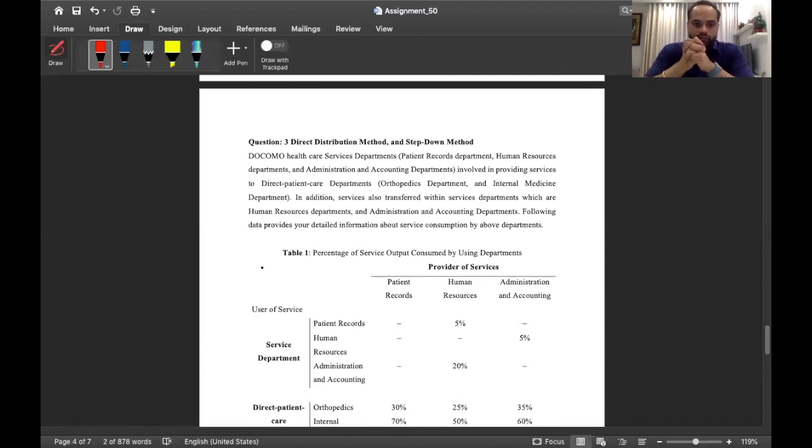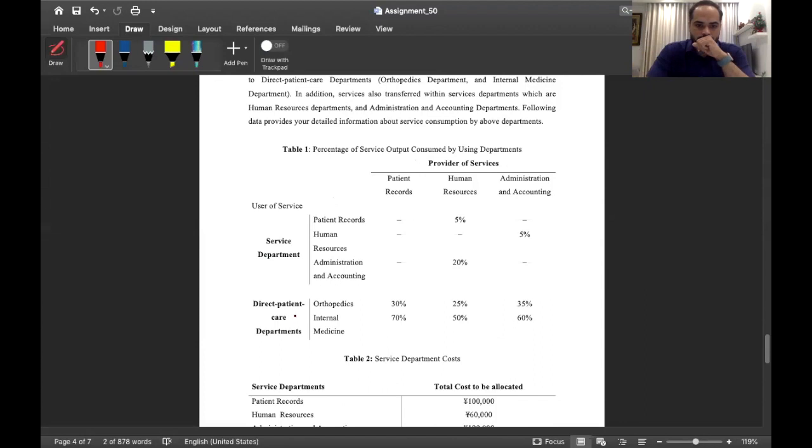In this question, you have some service departments, you have some other departments, right? This one is a service department. Here is a service department. Here is a service department. Here is a non-service department, right? So you're going to allocate service department cost to these departments, right? Different allocations are given. All the information is given.